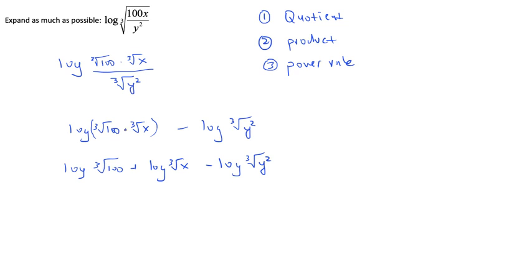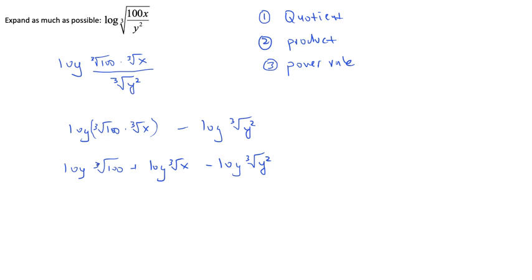As we see here, now we have 3 separate logs, which is good. That's what we wanted, because we noticed that there were 3 terms initially in the argument. Remember, we're not done yet, though, because we do have to use the power rule last. Well, how are we going to use the power rule here?